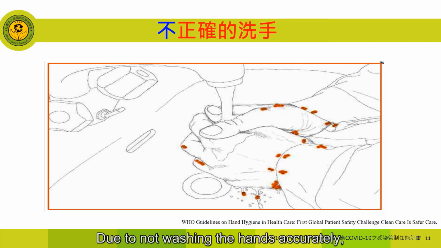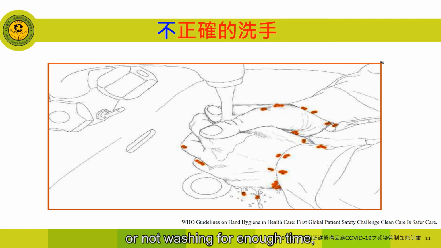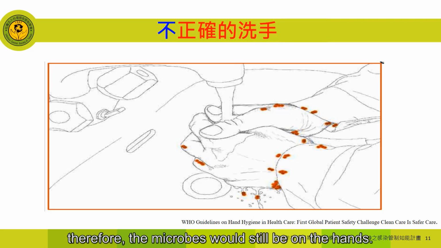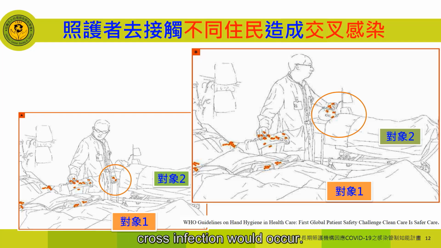Due to not washing the hands accurately, such as not completing the proper steps of washing the hands or not washing for enough time, the microbes would still be on the hands. If the caretaker continues to be in contact with other residents, cross-infection would occur.